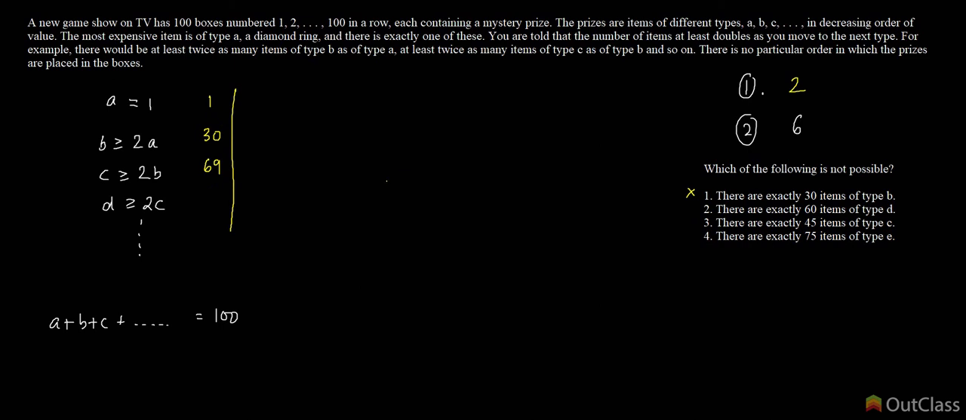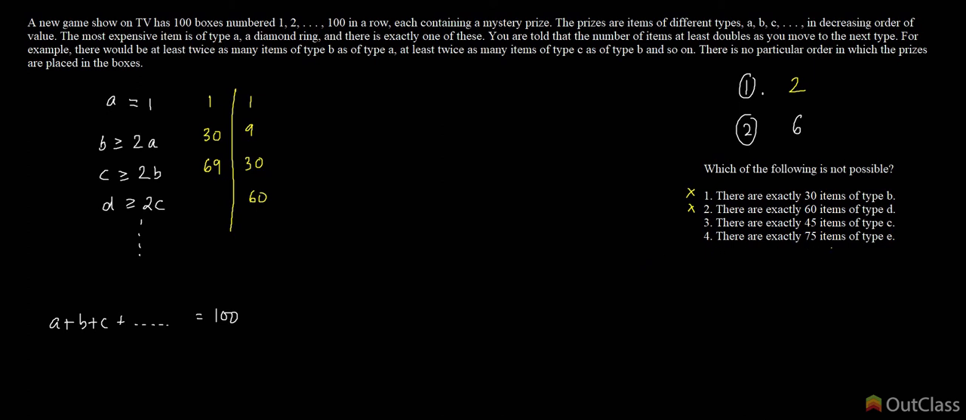Second option is saying 60 of type D. To have 60 of type D, I can put 60, 30, 9, 1. Notice that it adds up to 100. Each term is more than double, or at least double, of the previous term. So second option is possible. Third option is the answer, so we'll come back to that.